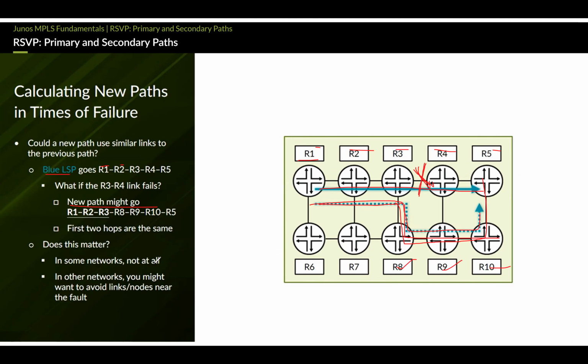In some networks, not at all. In other networks, you might want to avoid links or nodes near the fault. So we have alternative links. So we need to push the traffic through the alternative links if a base path intermediate link goes down.